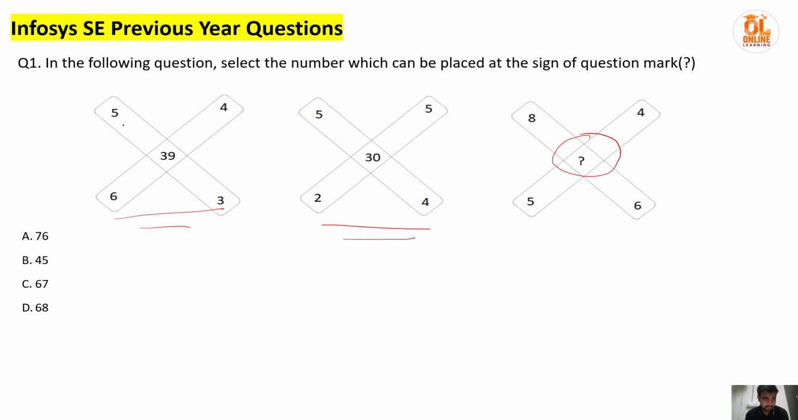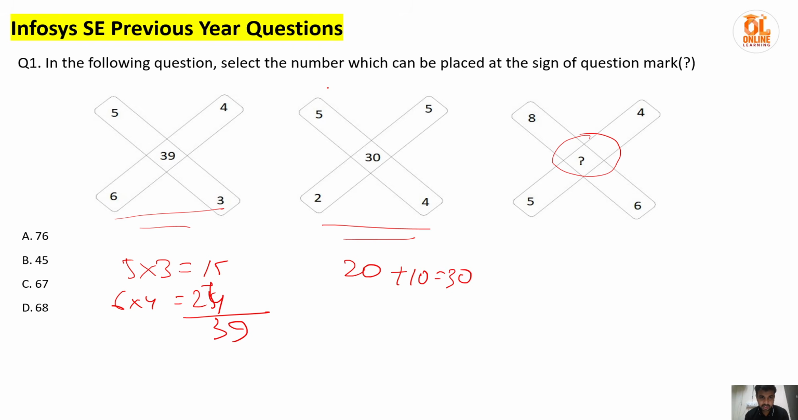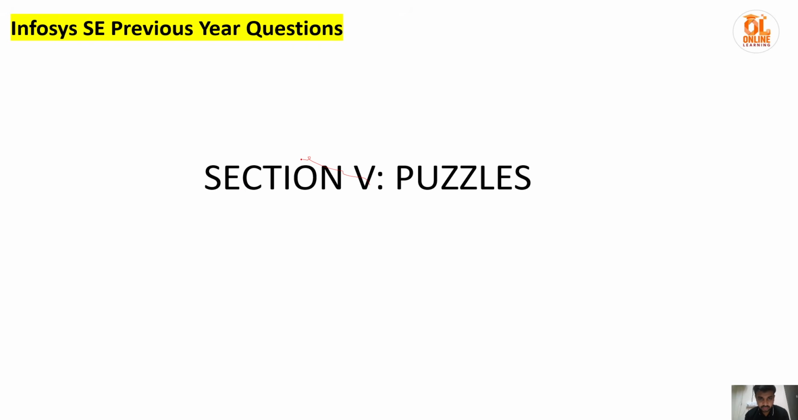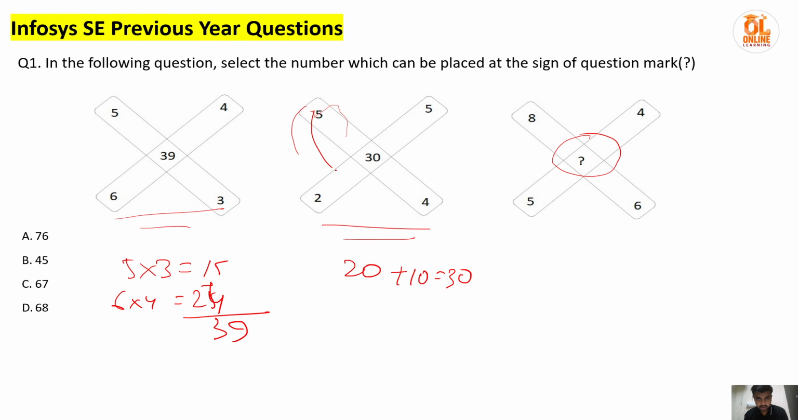39, 39. See, 5 into 3 is what? 15. 6 into 4 is what? 24. If we add it, 39 is coming. Again, see, 5 into 4, 20, plus 5 into 2, 10. So 30 is coming. So they are following this pattern. Multiply these two, then add. So we will follow the same pattern.